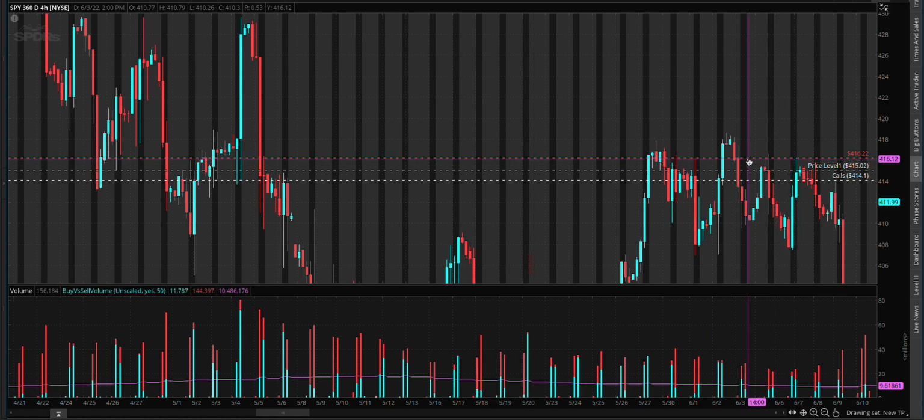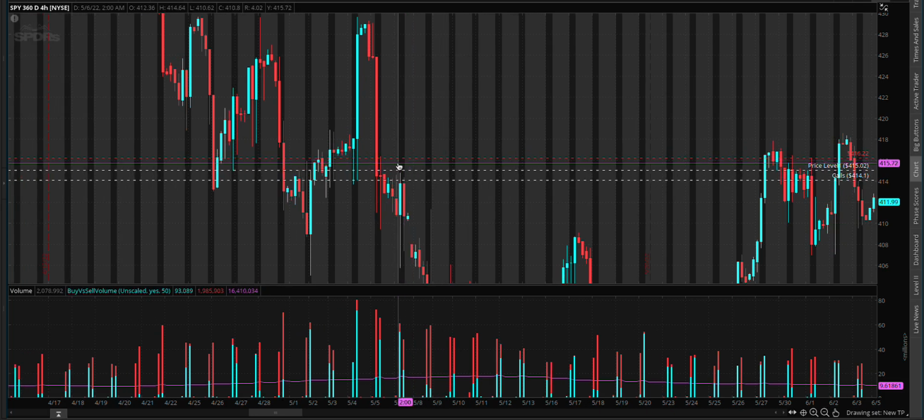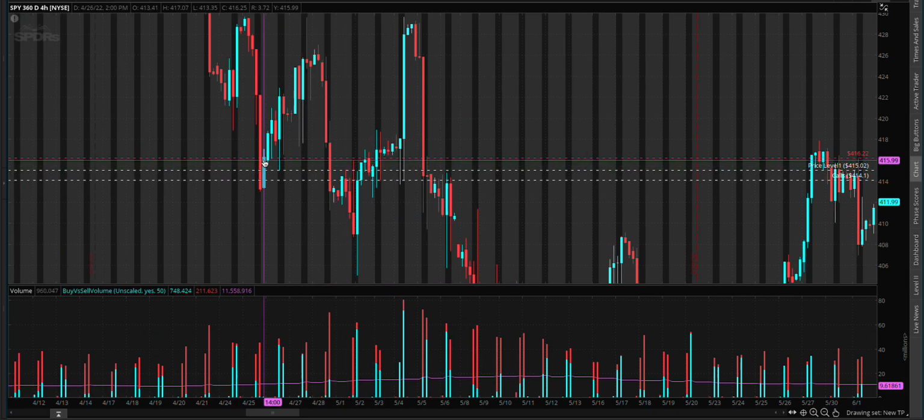So 416.22 right there. Where's this high? 416.24. So that's just 2 cents of a difference. What is this open? 416.20. So there's 2 cents of a difference on all three of those candles. That's real nice, as well as the close of this candle, 416.25. Honestly, 416.20 to 25, in my opinion, is looking real nice.